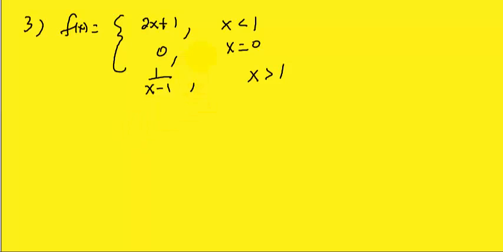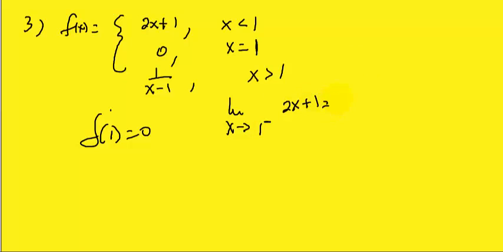Well, we already know what the value of the function is at 1. And what is the value of the function at 1? It's 0. We know that. Now, it will be continuous if both left side and right side turn out to be 0 also. So let's check. Limit as x goes to 1 from the left side. Which one do I use for that one? Top one, which is 2x plus 1, which is going to give me 3.